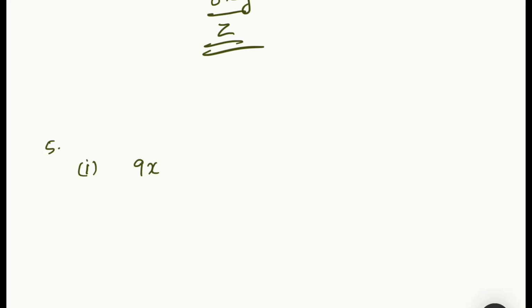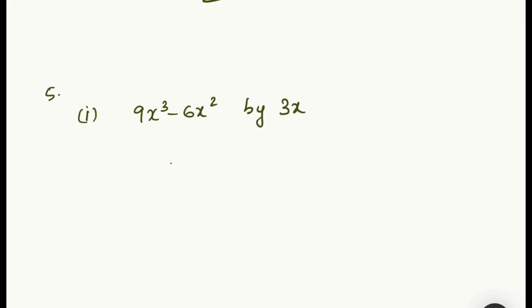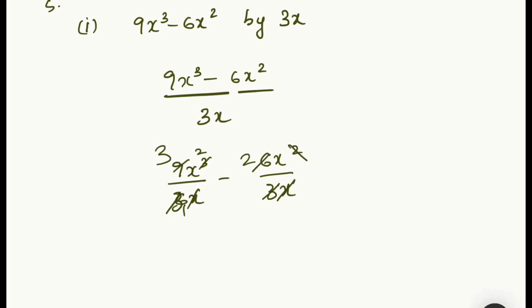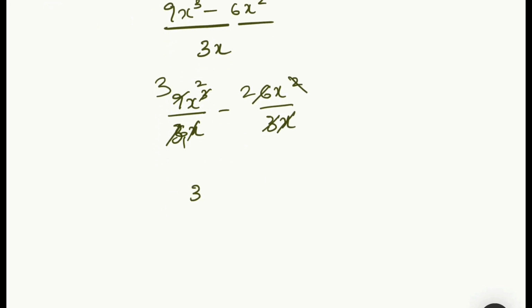We have 9x cube minus 6x square by 3x. How do we do it? So till now we have done with only monomials, right? So 9x cube minus 6x square, right, by 3x you need to do. So you need to directly separately take them. 9x cube by 3x minus 6x square by 3x. 3 ones are 3, 3 3s are 9, x square, right? 3 2s are 6, x. So what you get? 3x square minus 2x.